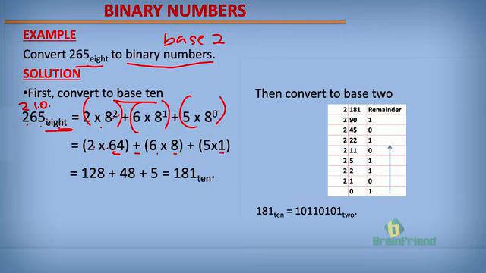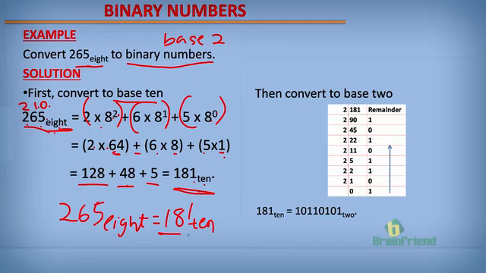Any number raised to the power of 0 is 1. So we have 2 times 64 gives 128, 6 times 8 gives 48, and 5 times 1 gives 5. So 128 plus 48 plus 5 is equal to 181 base 10. So we've succeeded in converting 265 base 8 to base 10. So 265 base 8 is equal to 181 base 10. Now it will be easier to convert 181 base 10 to base 2.